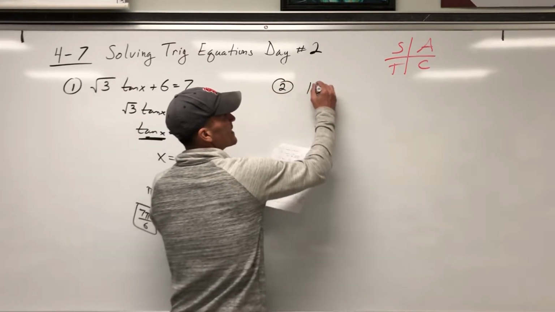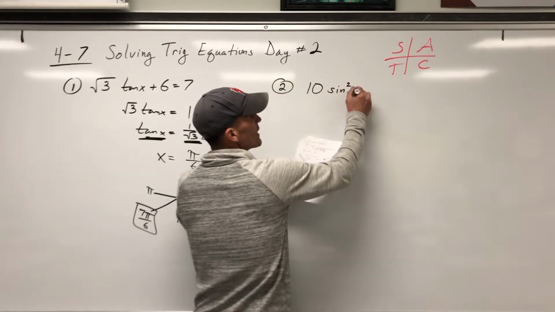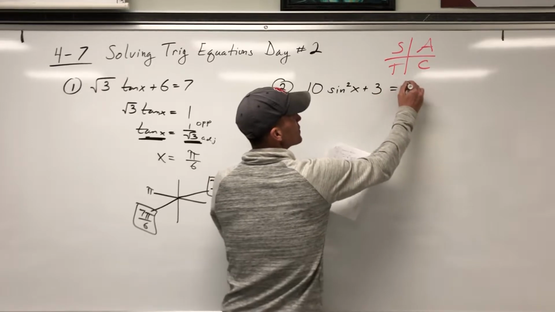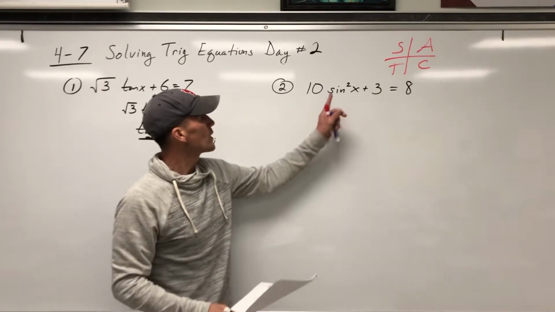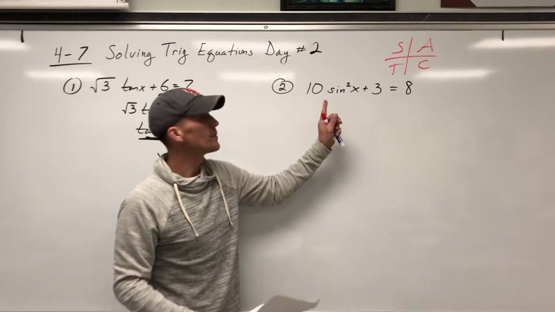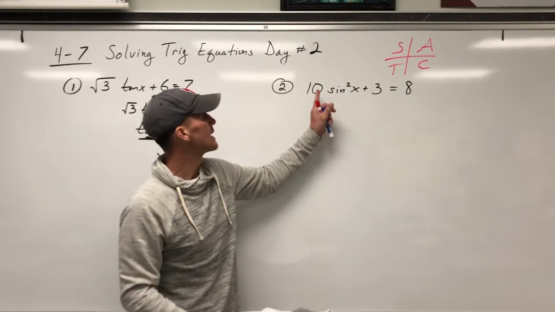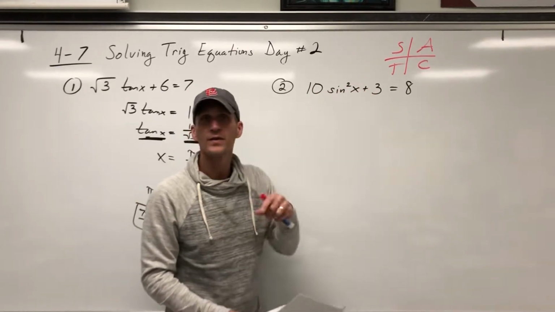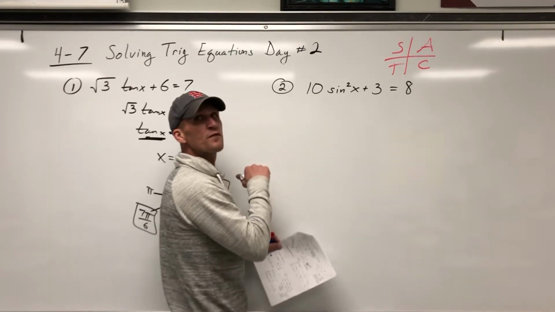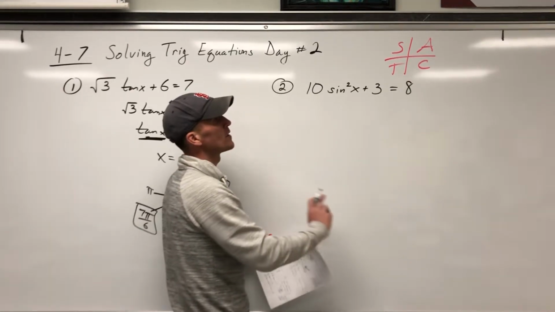We're going to have 10 sine squared of x plus 3 is equal to 8. Well, we only have one trig function in here with a variable, but we have to get rid of 3 different pieces now. The 10, the squared, and the 3 in the correct order. So you guys, I'm going to do the first 2 steps pretty quick here. I hope you can follow along.